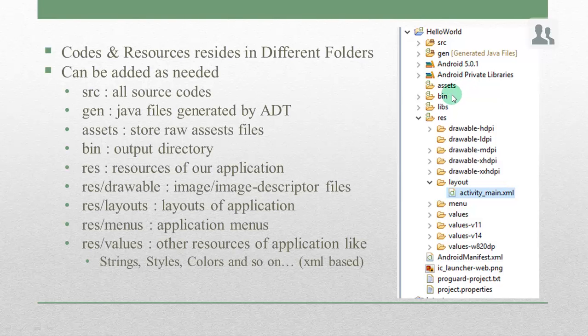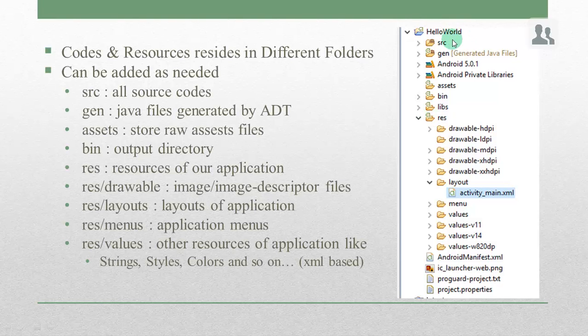Then the next is the bin folder, which is the output directory. It contains the output APK file and the output object files of your classes, which are created when you execute or build this application. Then the libs folder is there, which contains the addresses of the libraries that we have already talked about.